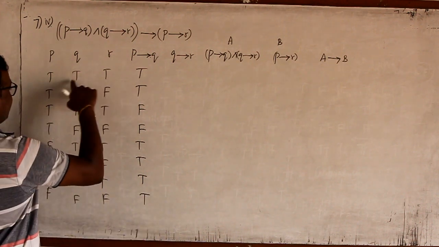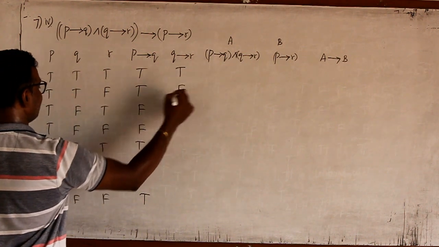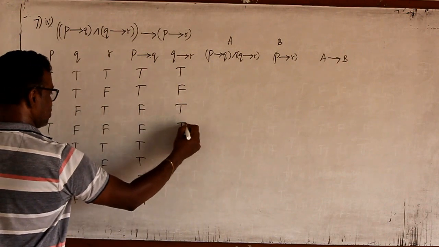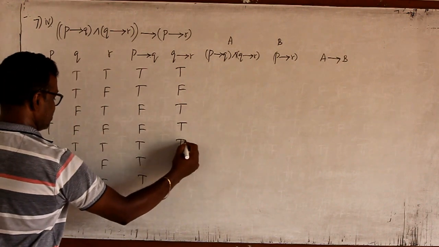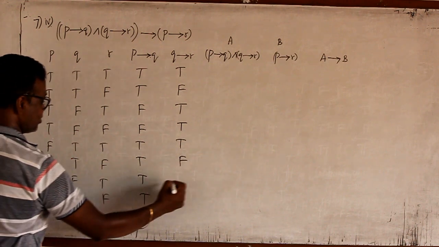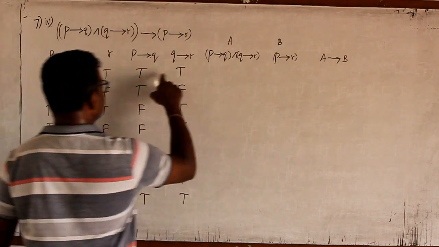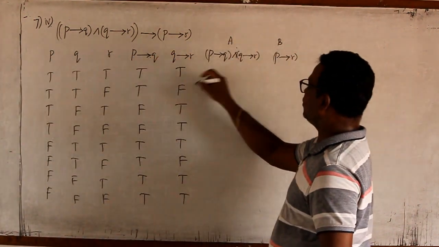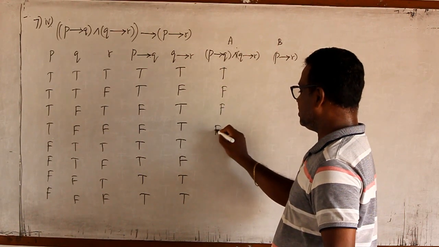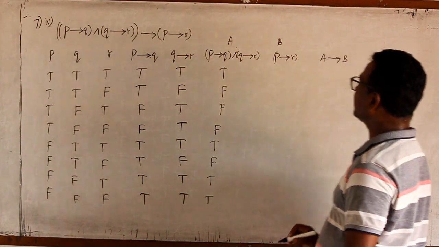Now Q then R, I must divide it. 1 by 1 true, 1 by 0 infinity, so false. 0 by 1 true, 0 by 0 true, 1 by 1 true, 1 by 0 infinity, so false. 0 by 0 means true, 0 by 0 is true. Now I must multiply these two. 1 into 1, 1. 1 into 0, 0, 0, 0, 1, 0, 1, 1.